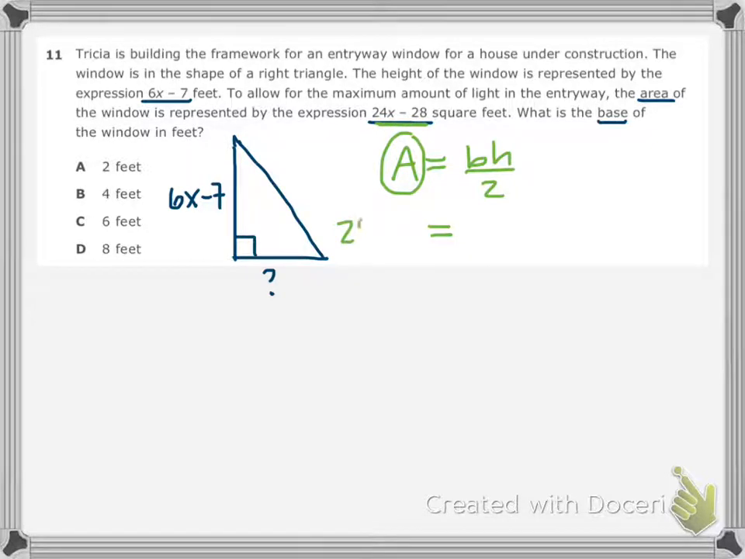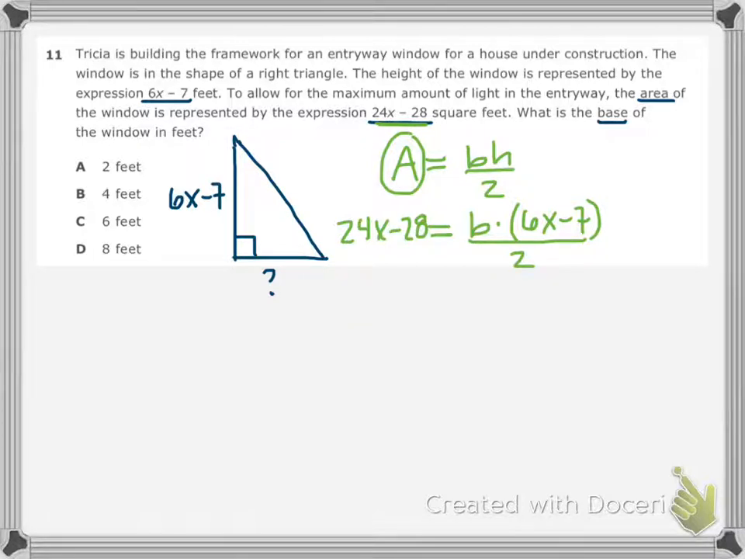So I'm going to put that on the left side in place of the area because I know what it needs to equal. On the right side, I don't know what b represents. I don't know what b equals, but I know it's being multiplied times the height, which is 6x minus 7. And then this is all divided by 2. So what I need to do here is simplify this equation and see if I can figure out what b equals, okay?